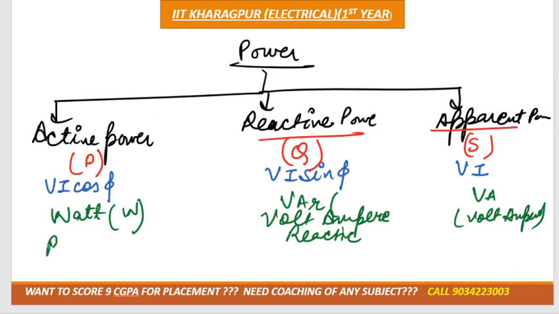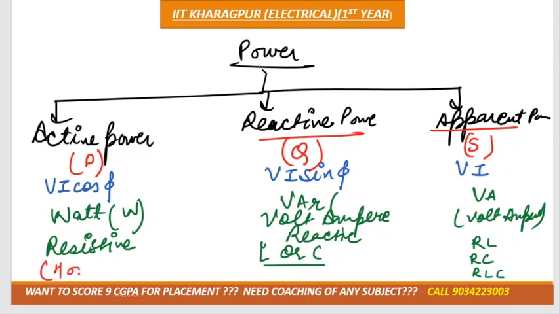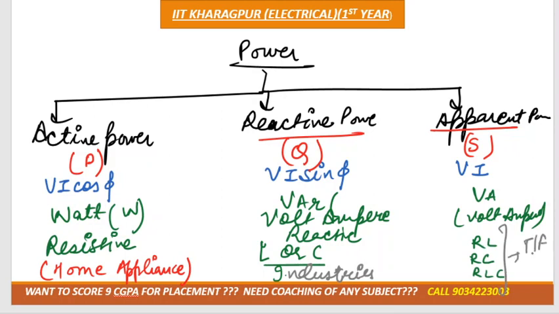Now, active power is mainly used in the resistive load. Reactive power is mainly used in the L or C components. Apparent power is used in the RC, RL components. Now, where do we use resistive loads? All our home appliances are resistive loads. And where do we use L or C? That is mainly used in industry, like heavy machines. RLC is basically used in transformers.